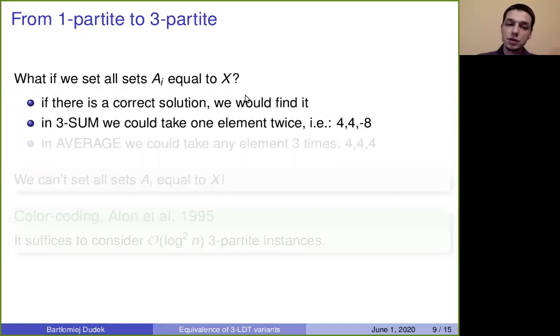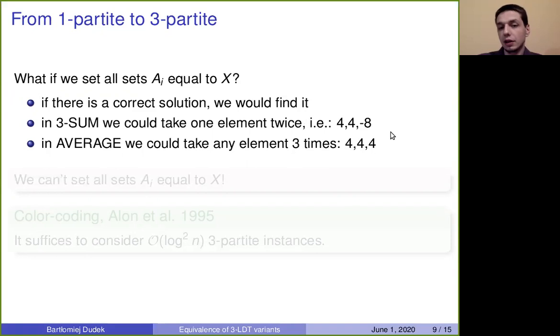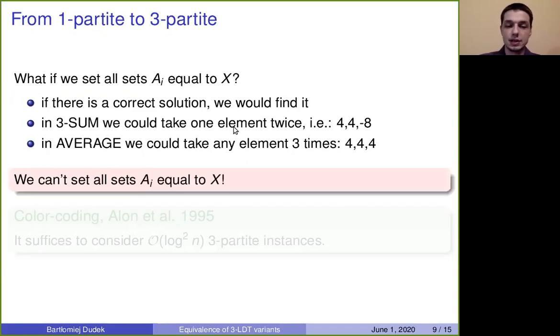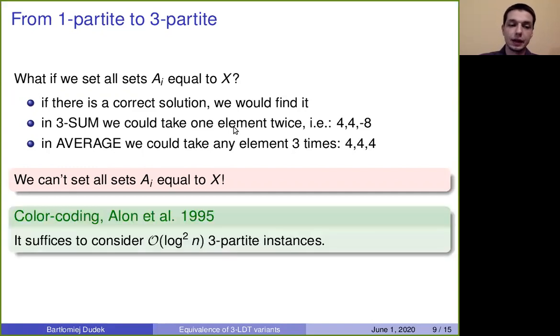And even worse, on average, we could take any element 3 times and obtain an arithmetic progression, because this is a proper arithmetic progression consisting of 3 occurrences of the same number. In this example, it is 4. So we cannot set all sets A sub i equal to the set X.